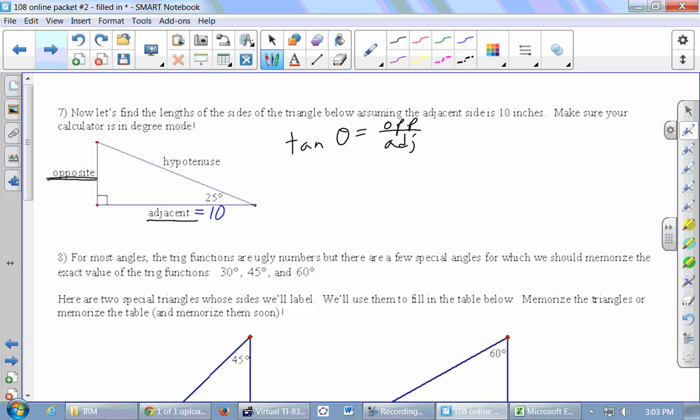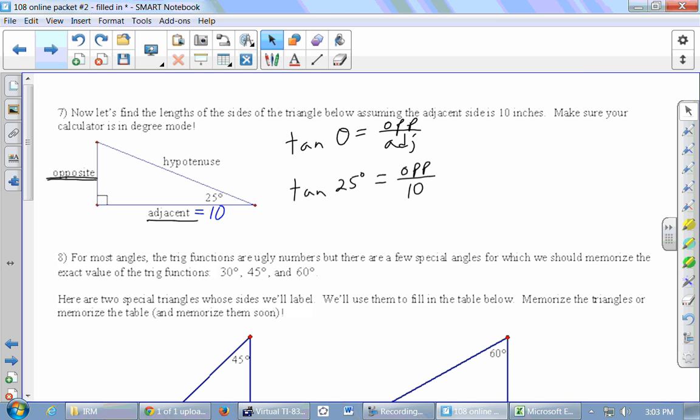At the end of this video, I'll give you an easy way to remember which one is sine, which one is cosine, and which one is tangent. But we know that tangent of theta is opposite over adjacent. And we know that the angle in this case is 25 degrees. So we're just going to put 25 instead of theta. The opposite side I don't know, I'll just leave it there. But the adjacent side is 10.